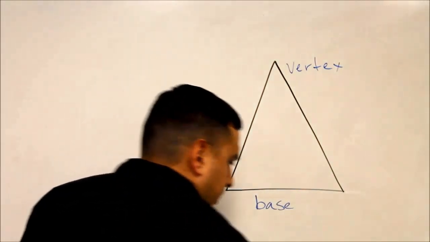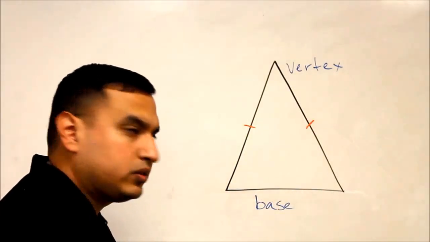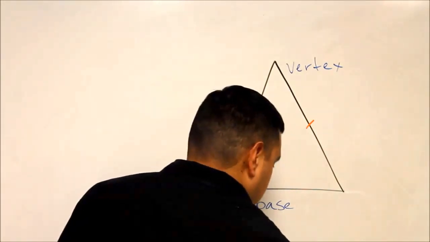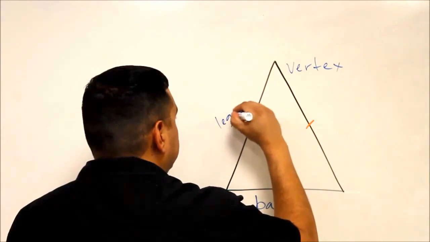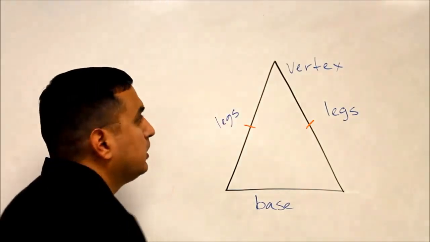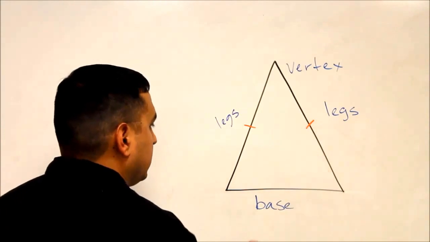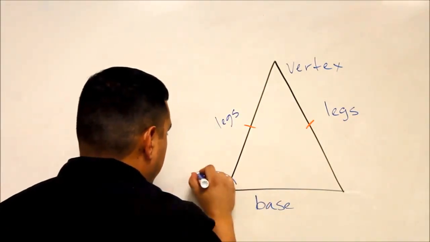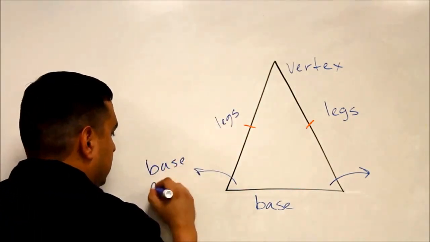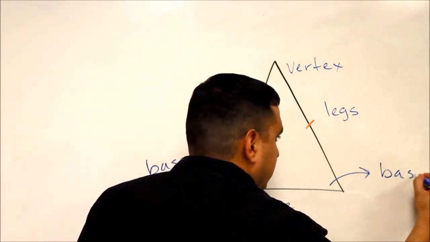And whenever you have at least two sides of a triangle that are congruent, we're going to call these the legs. So I have my vertex angle, my base side, my two legs, because those are the two that are congruent. And then these two angles right here, this one and that one, are called my base angles. So that's a base angle, and this is a base angle.